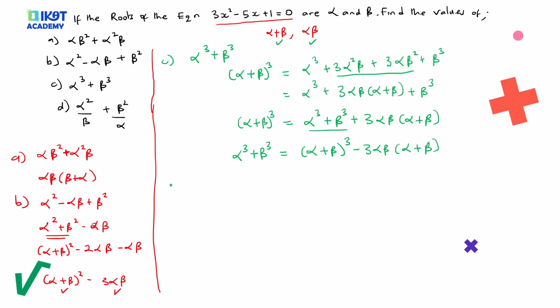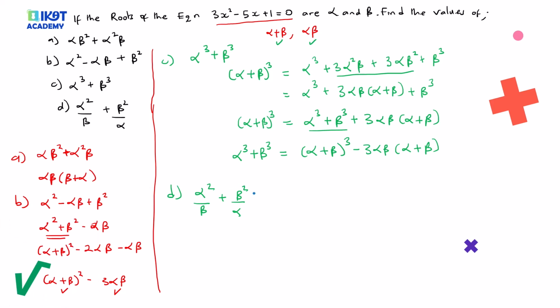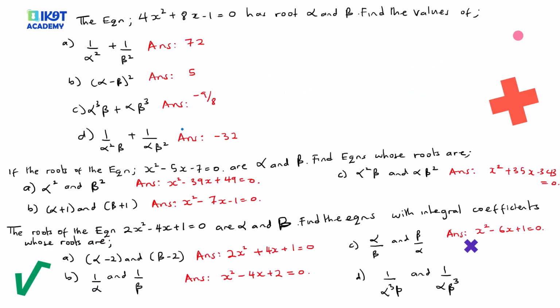Now for part D, same thing, you have alpha squared beta plus beta squared alpha. We get another color. Okay, so this would be equal to alpha beta into alpha plus beta. So you see this can be simplified to this, then you substitute and solve it further.